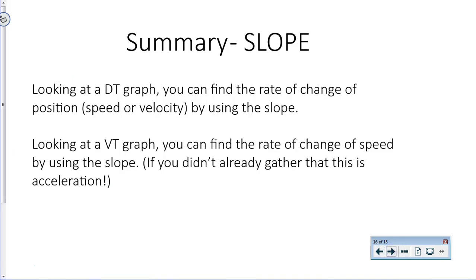Looking at a distance time graph, you can find the rate of change of position, speed, or velocity by using the slope. Obviously, this doesn't change from before. For our VT graphs, you can use the rate of change slope to now find acceleration. So it's like we're upgrading every single time.